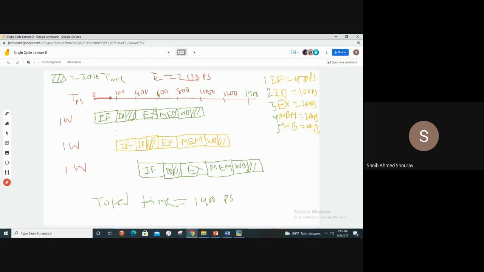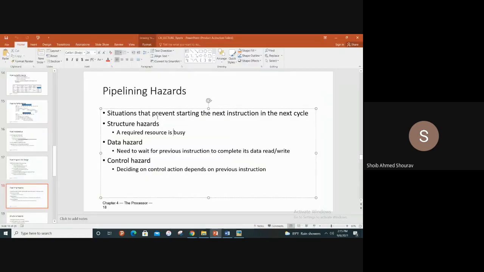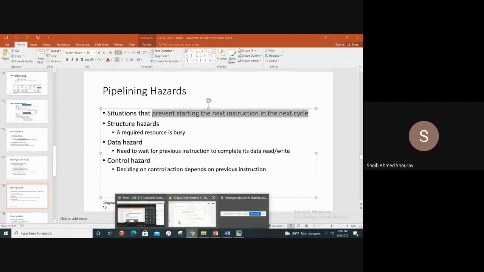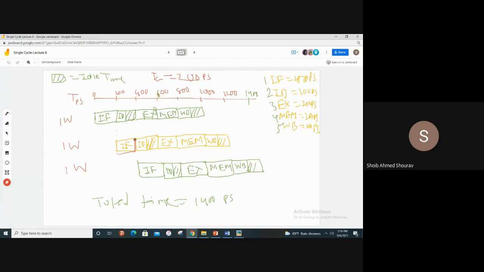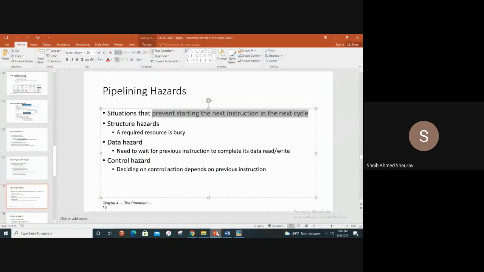So if the first instruction starts in the first cycle, then the second instruction will start in the second cycle within that time frame. The third instruction will start in the immediate next cycle after the previous instruction, which is the second instruction. So if there is any situation that prevents starting the next instruction in the next cycle, that is a hazard. Up to now, we have seen we can easily start the next instruction in the next cycle. Like for this instruction, we started instruction fetch in the third cycle, after the previous instruction's second cycle. So if there is any situation that prevents us from starting the next instruction in the next cycle, then it is a hazard.